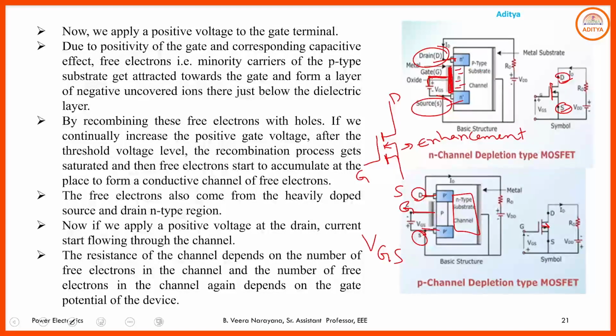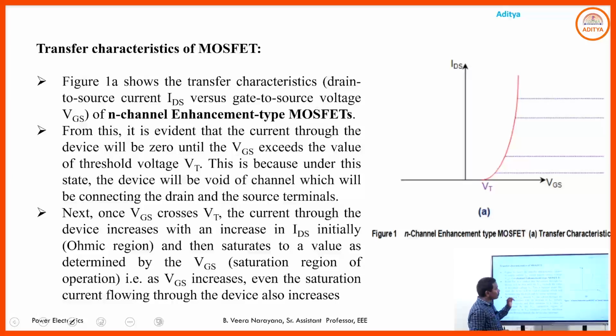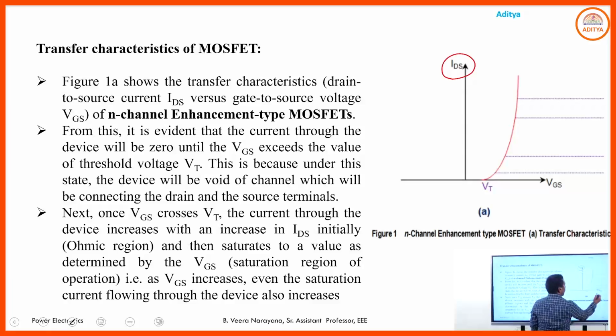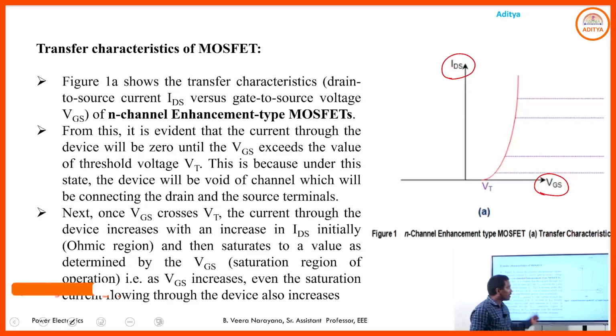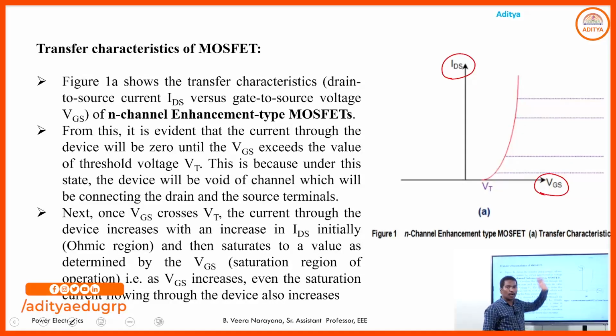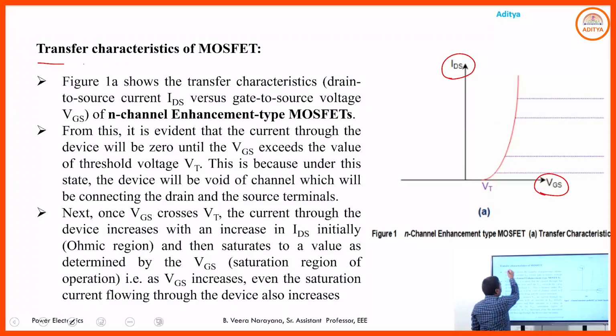So if you look at the transfer characteristics, if you draw the characteristics between the drain current and the gate source voltage, the gate source voltage is considered the input voltage and the drain current is the output current. Those characteristics between the drain current and the gate source voltage are simply considered the transfer characteristics of the MOSFET.